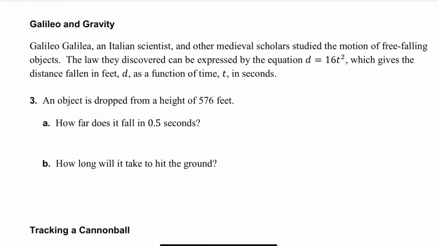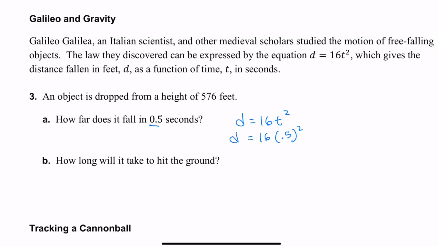Galileo Galilei, an Italian scientist, and other medieval scholars studied the motion of free-falling objects. The law they discovered can be expressed by the equation d equals 16t squared, which gives the distance fallen in feet as a function of time in seconds. So if I have the equation d equals 16t squared, after half a second, I could put a half in here. So 16 times 0.5 squared, and this will be 4 feet.